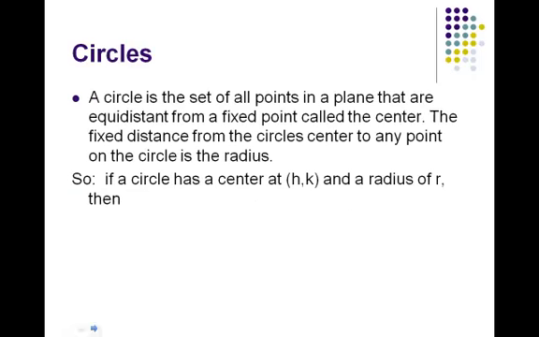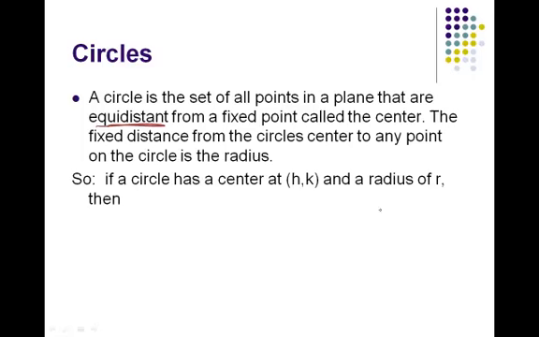Circles. And we're going to apply this to our circle. A circle is the set of all points in a plane that are equidistant from a fixed point called the center. That's why that distance formula is going to come in. The fixed distance from the circle's center to any point on the circle is the radius.